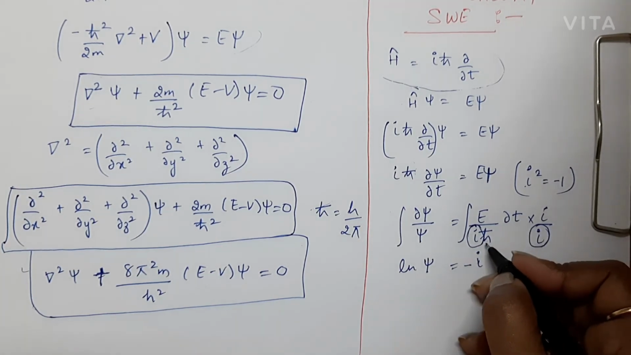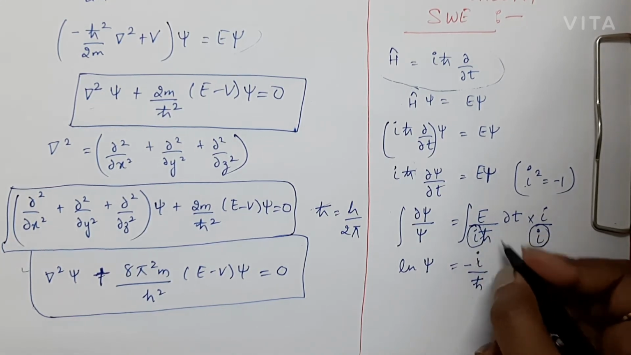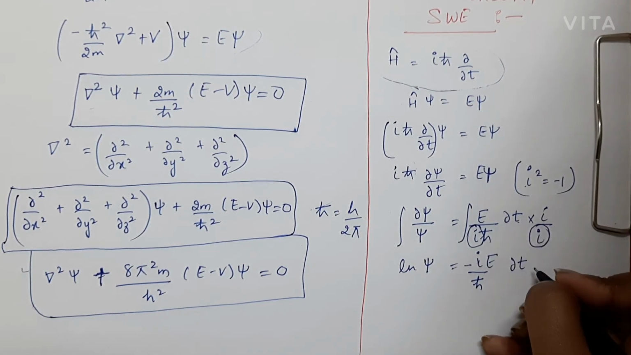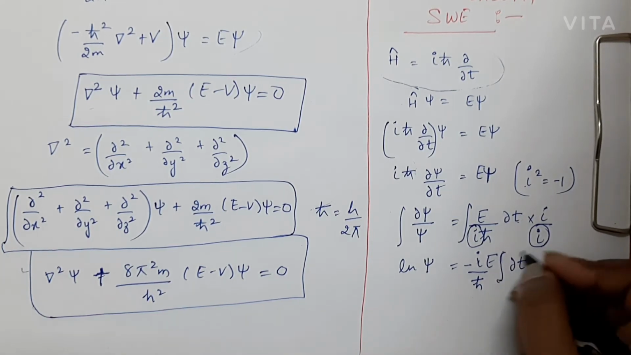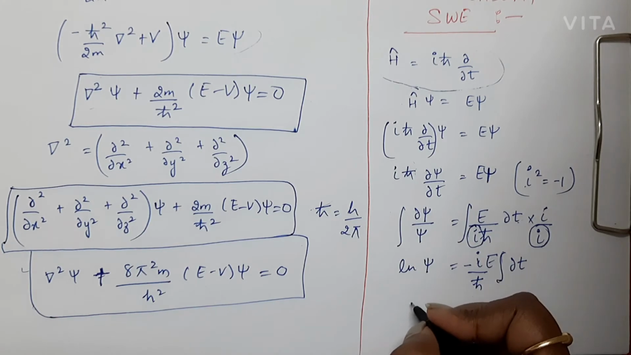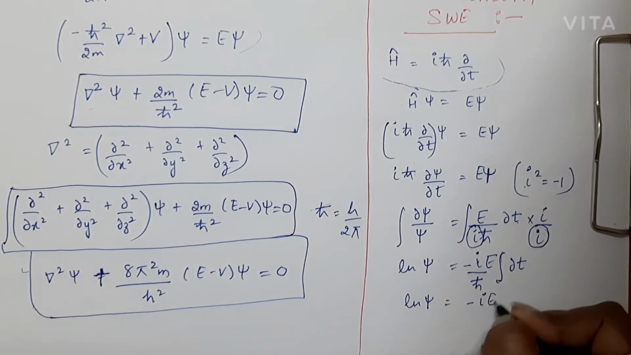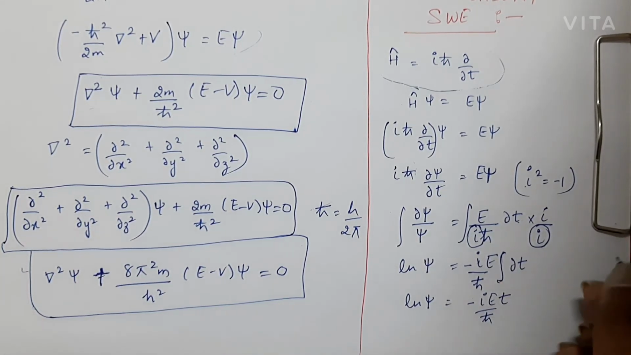Now remaining values are h cross in the denominator, e in the numerator, and what we are left with is del t. So here only variable left is del t, remaining are constants. So I will simply take this integration sign onto del t only. So here what we will get is ln of psi is equals to minus iota e upon h cross. Integration of del t is simply t.